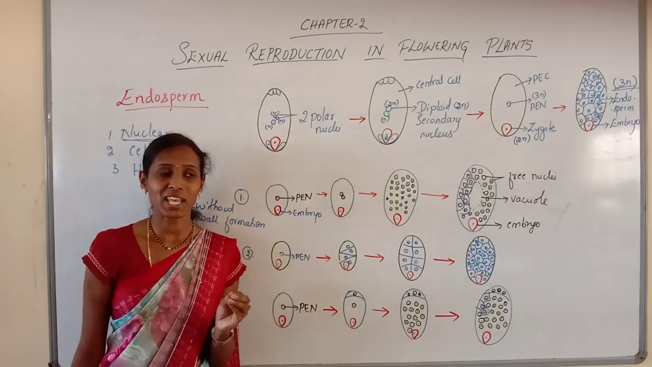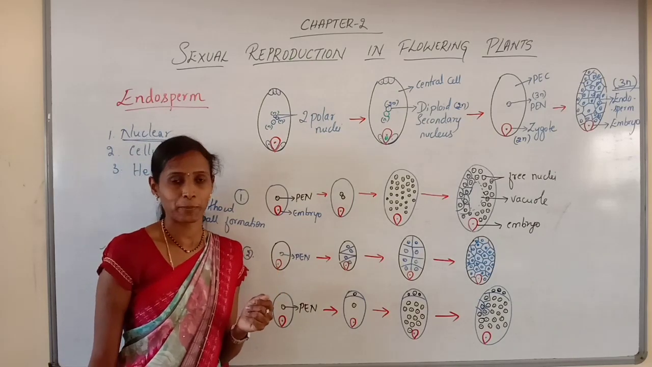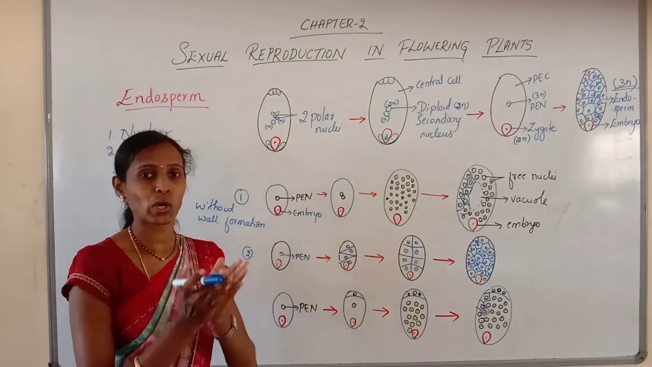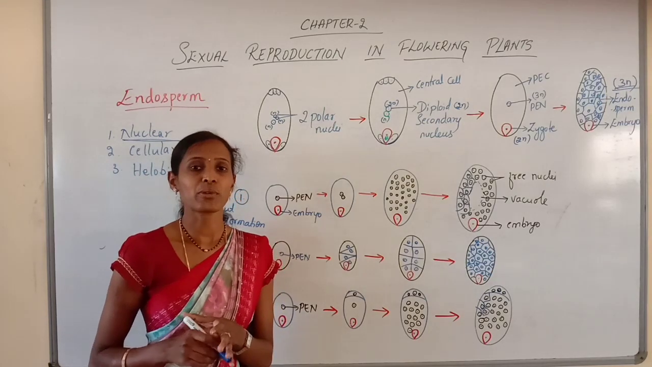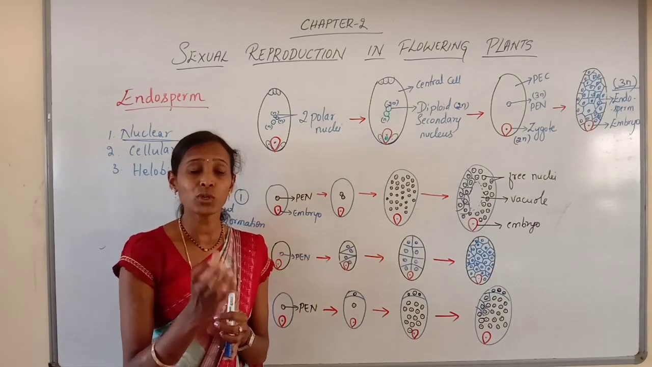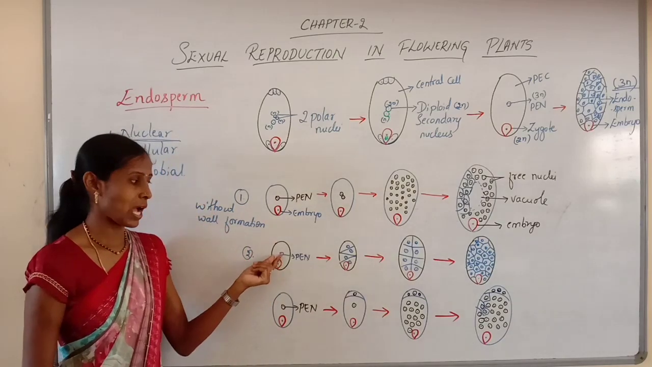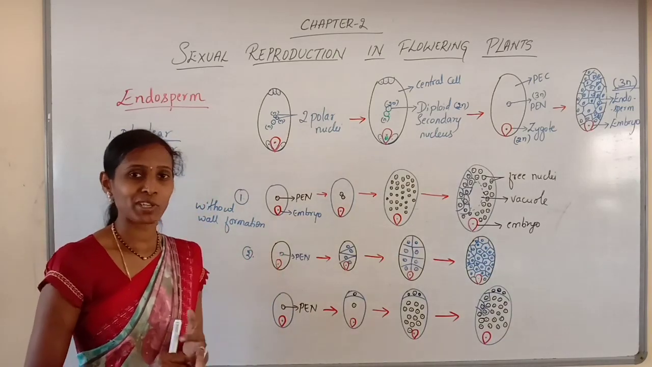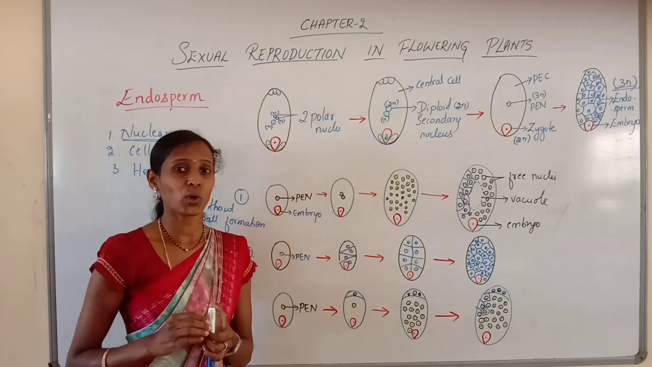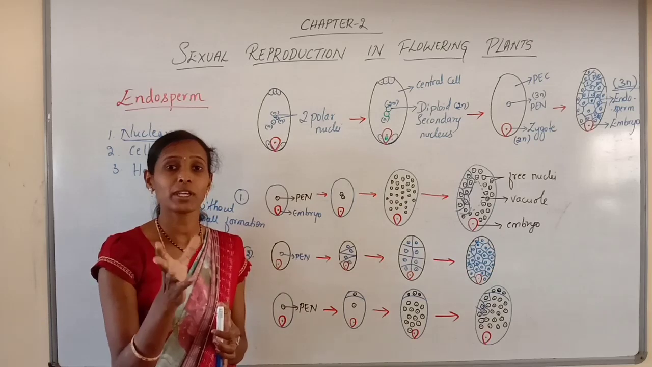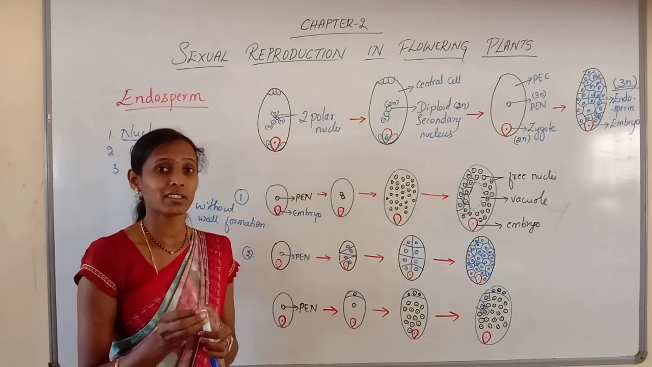I can give you one best example of how free nuclear and cellular endosperm can be seen. Already I told you the embryo and endosperm will be present within the seed, and in the previous class we studied the ovule. The ovule after fertilization develops into the seed. So within the seed we can find the presence of the embryo as well as the endosperm. One best example is the coconut water, in the tender coconut, which is very familiar to you.